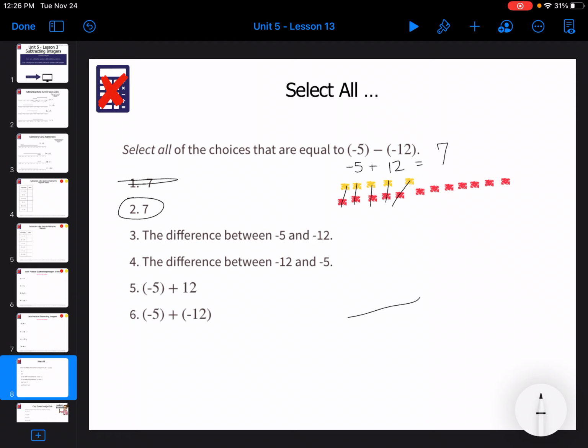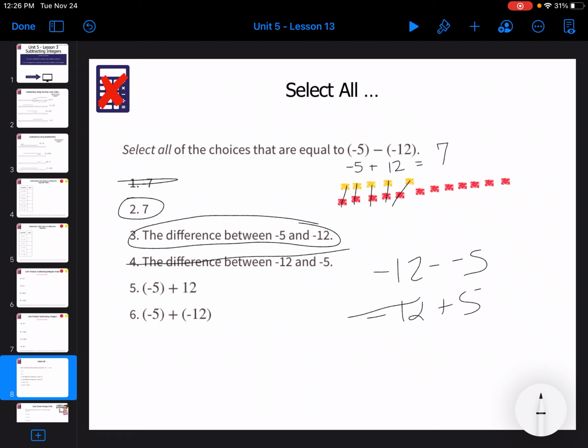So it says the difference between negative 5 and negative 12. Okay, well, difference tells us to subtract. It's going to be number 3. The difference between 12 and negative 5, well, that would mean 12 minus negative 5, and that's a different problem. That'd be negative 12 plus 5. So number 4 is out.